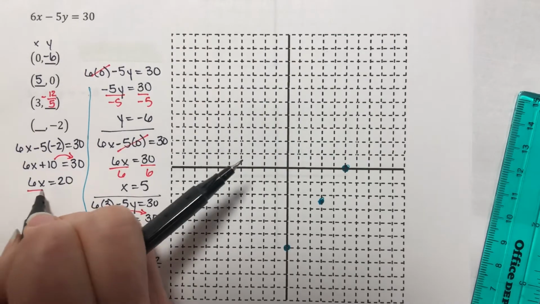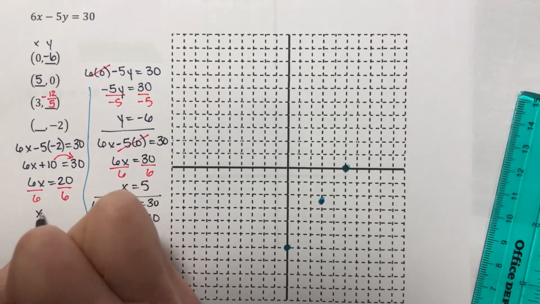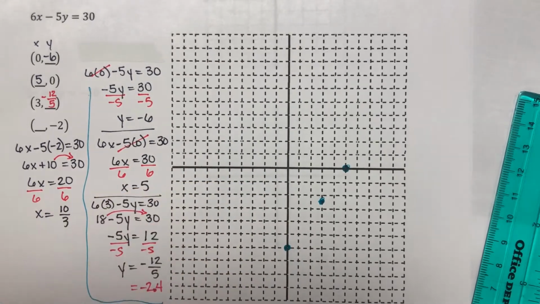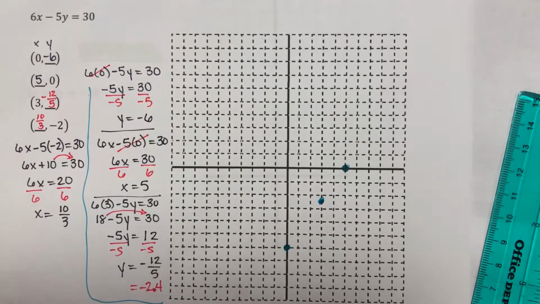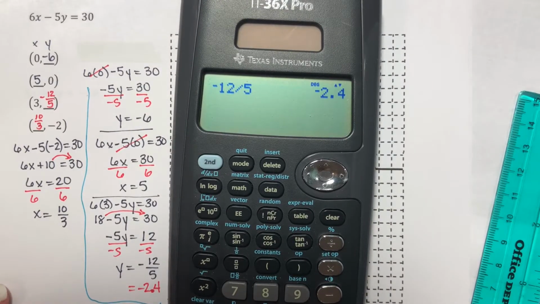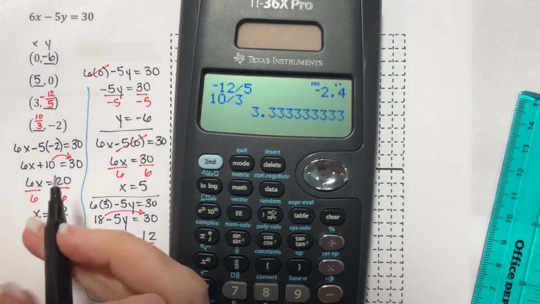Now divide both sides by 6 to get x is equal to 20 over 6 reduces to 10 thirds. So they're going to want 10 thirds right here because 10 thirds is an exact answer. But for graphing, let's get an approximation. 10 divided by 3 is 3.3.